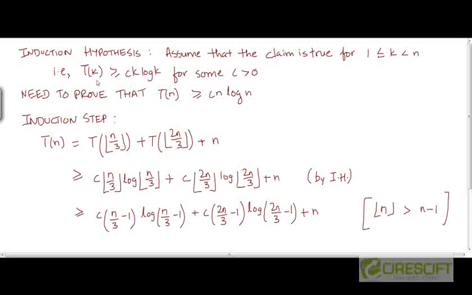That is, for all those values of k, T of k is bounded from below by c k log k. T of k is greater than or equal to c k log k for some positive constant. So we are using strong induction again. We are assuming that the claim holds for all numbers up to n minus 1, and assuming this, we can prove that the claim also holds at n. That is, we need to prove that T of n is greater than or equal to c n log n.